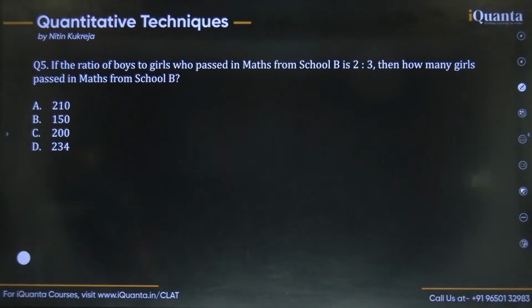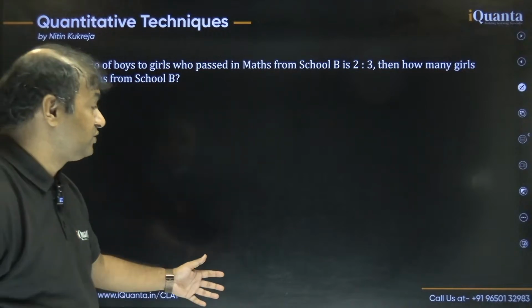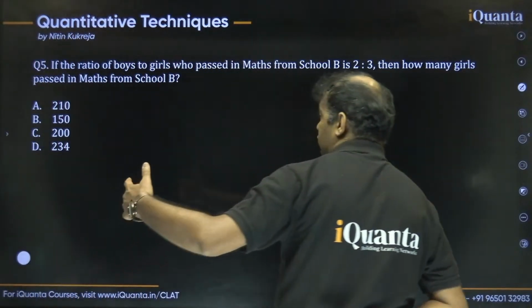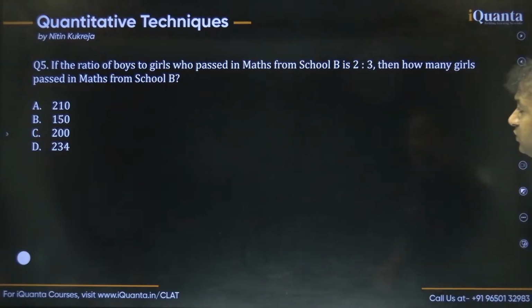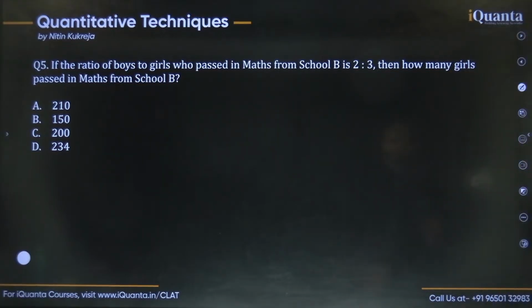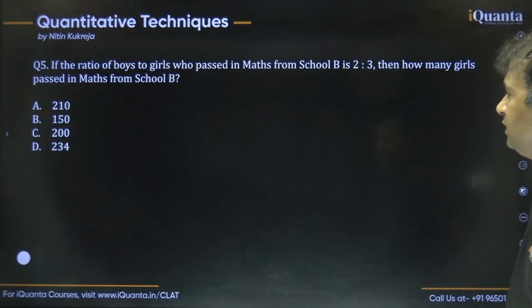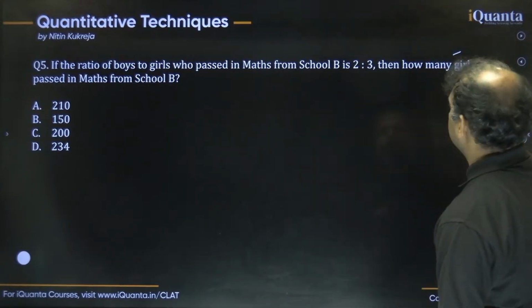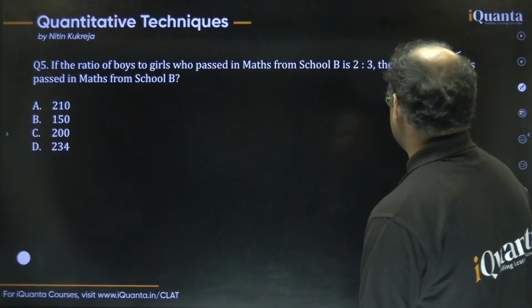Devang, one more question is there, right? Okay. So this time the ratio is also introduced. They are saying the ratio of boys to girls who pass in maths from school B is 2:3, right? Then how many girls pass in maths from school B? Okay. So the question is only about school B and also the students of maths, right? And then maths in school B, they are saying that boys and girls ratio is 2:3. In the end, we need to find the number of girls. All right. Not very difficult, right?